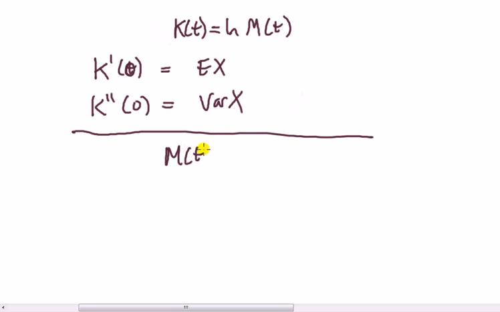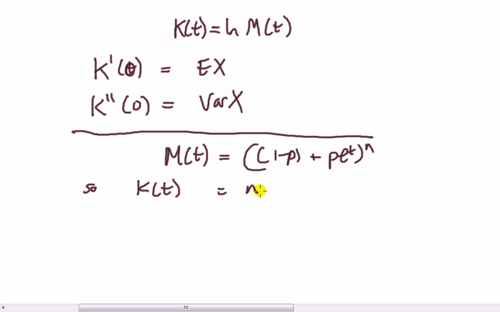MGF, let's just write that down again. MGF is (1 minus p plus p e to the t) all raised to the power of n. This is for a binomial. So we have that the cumulant generating function K(t) is going to be the log of this, so it's going to be n log(1 minus p plus p e to the t), like this. Okay, using the log rules.